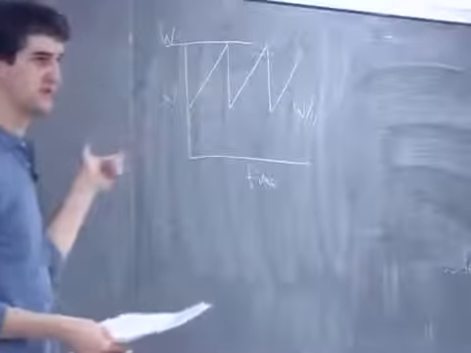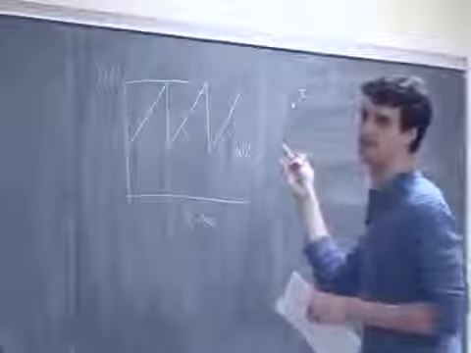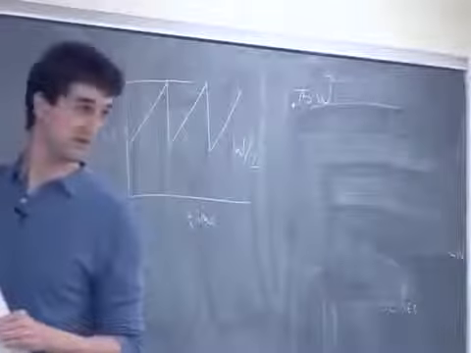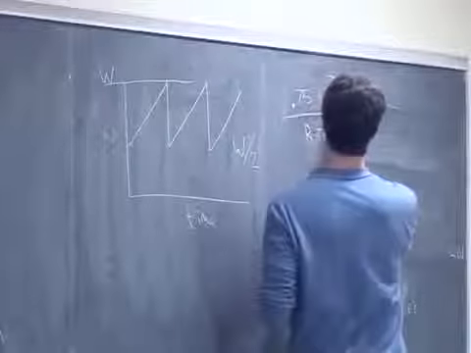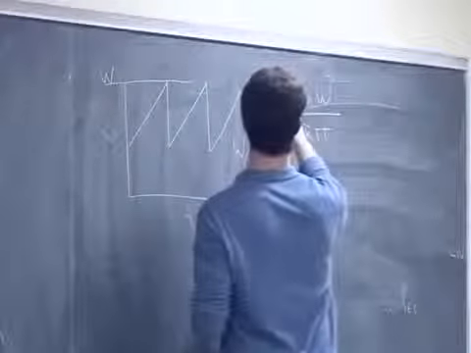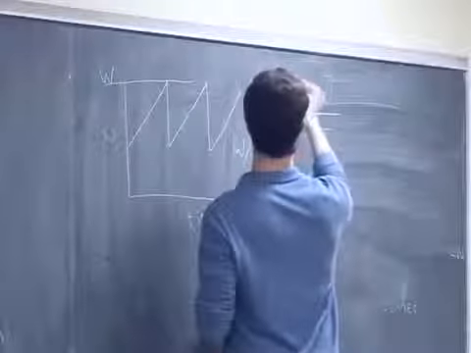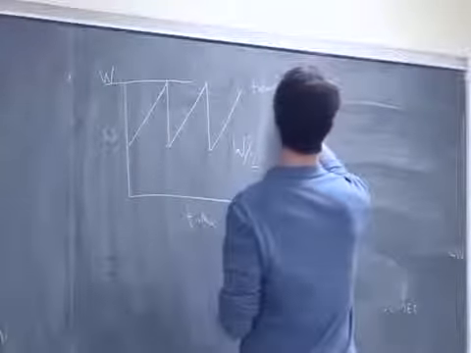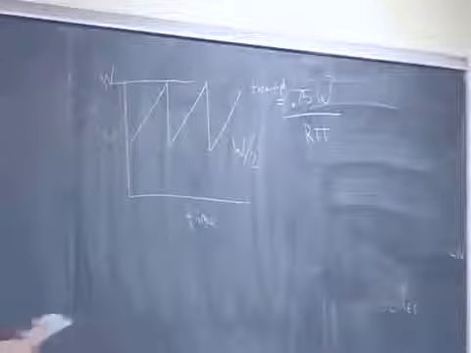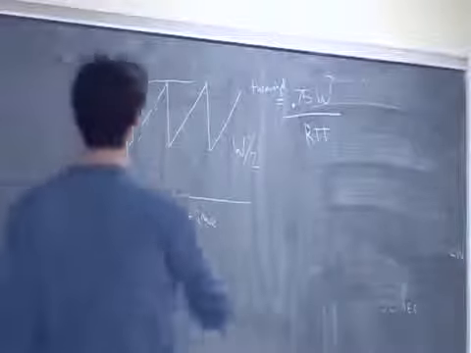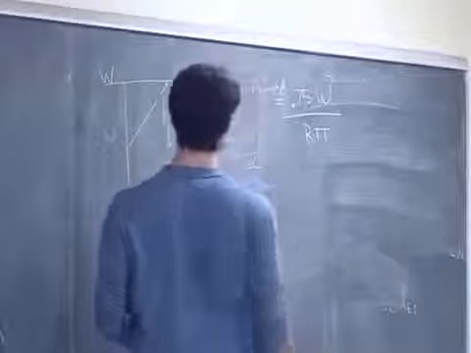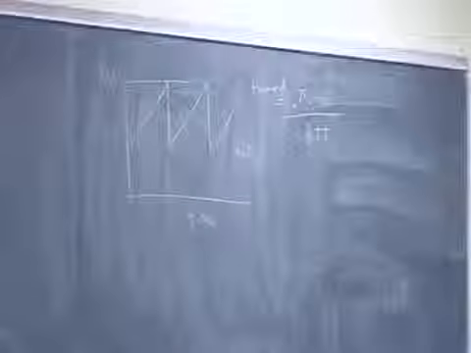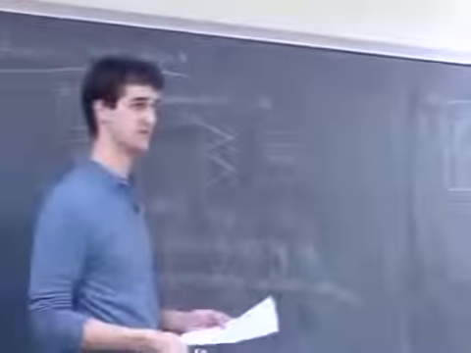So what's our average throughput now? 0.75 W, and if you remember, I said the throughput depends on the round trip time as well, so we have to divide this by the round trip time. So the throughput is equal to this, because that's just this line down the center here. Okay, so are there any questions about this?